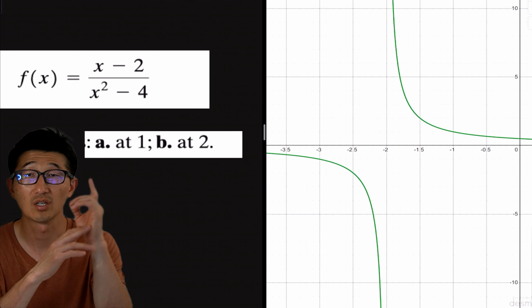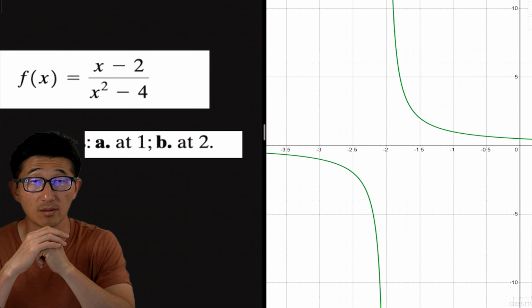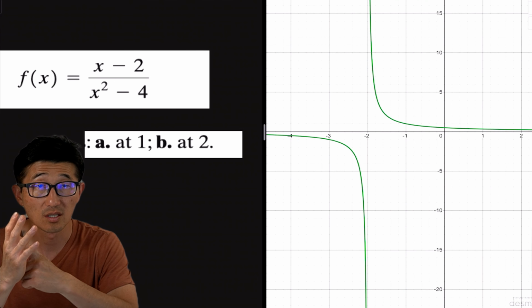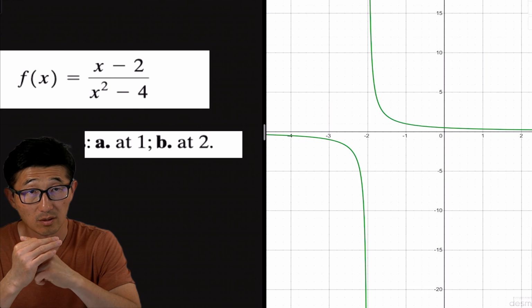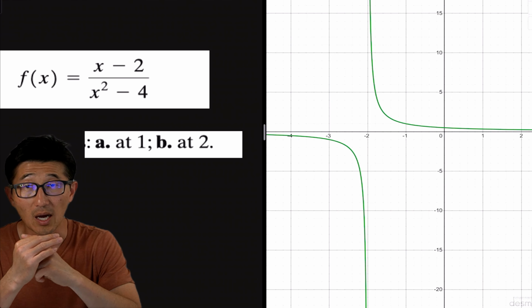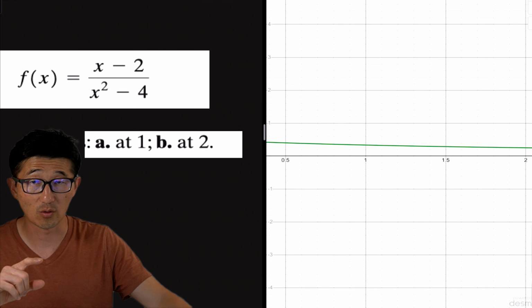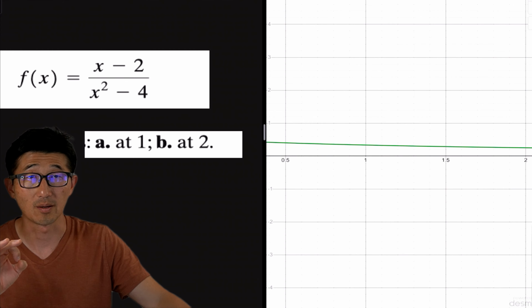Okay, so answer. Is it continuous at x equals 1? Yeah, the limit exists. I'm only looking at x equals 1 right now. If you approach 1 from both sides like this, they both approach the same y value. And the limit value and the y value at 1 are exactly the same. There's no hole there.